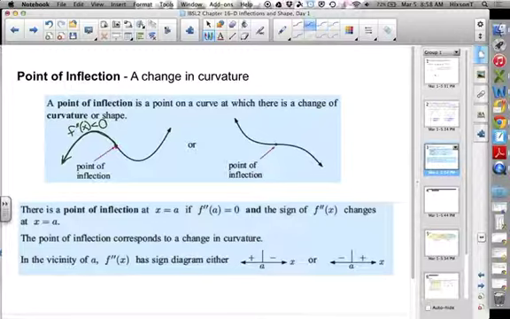From here to the right, we are concave up. So f double prime of x is positive. Okay? It's positive. And then of course at the point of inflection, your f double prime of x equals 0.